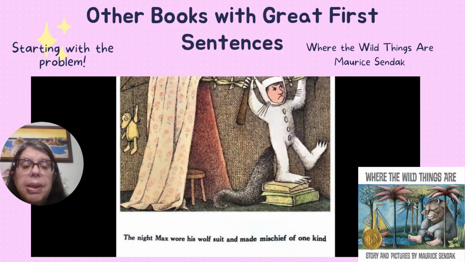This book here, we can see that Max's gonna get in trouble. Where the Wild Things Are by Maurice Sendak.